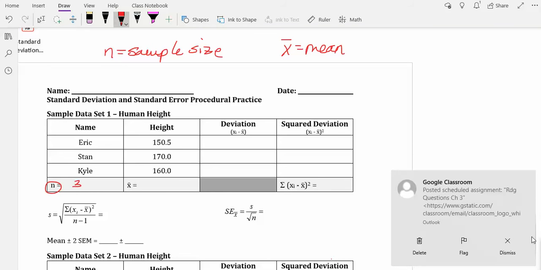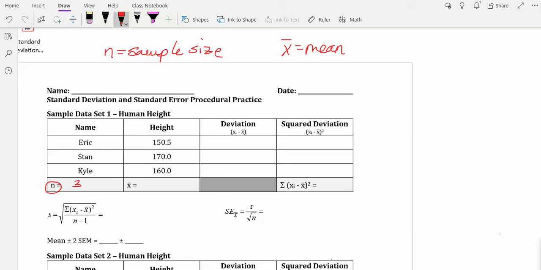Okay, so the next thing we need to do is calculate our mean. Our mean is the sum of all of our data points divided by n, which in this case is 3. So I want you guys to open your calculators, calculate that, and I'm going to wait for at least 2 people to share their mean with me so we can double check each other's work.